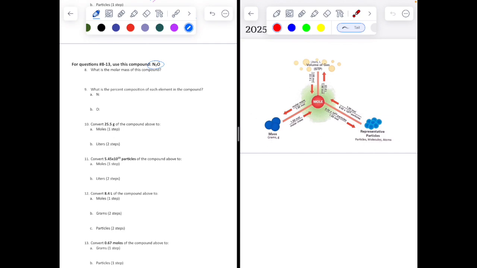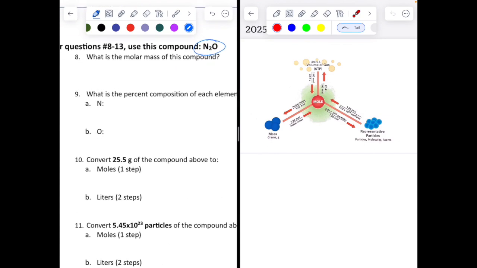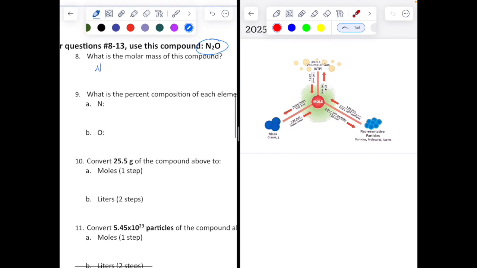The first question is, what is the molar mass of this compound? Okay, well, we need to go look up nitrogen and oxygen and then add them together. And we need to make sure that we have 2 nitrogens. So we're going to have 2 of the molar mass of nitrogen, and then we're going to add that to oxygen. Oxygen does not have a subscript, so we just have 1 oxygen atom.